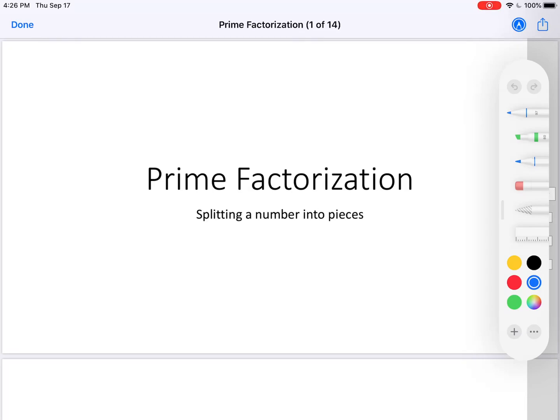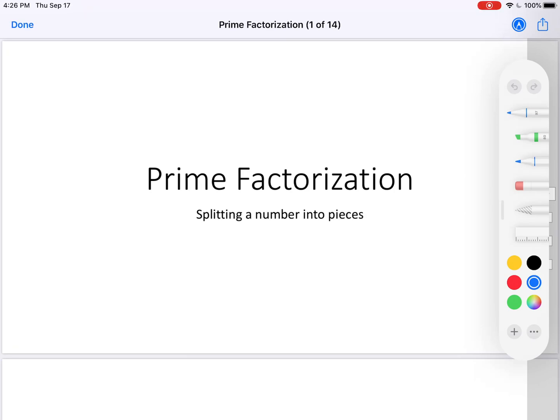Hello! Today you are going to learn prime factorization. Prime factorization is the process by which we split a number, a natural number, into its component pieces. And its component pieces are primes, prime numbers. The prime numbers are like the atoms of the value. They can't be split any further and still be natural numbers. So we're going to take numbers and split them into its primes.